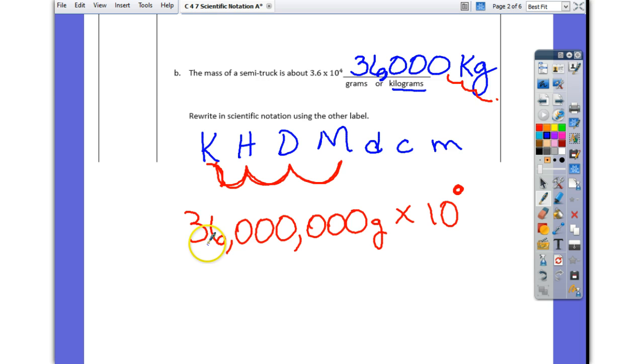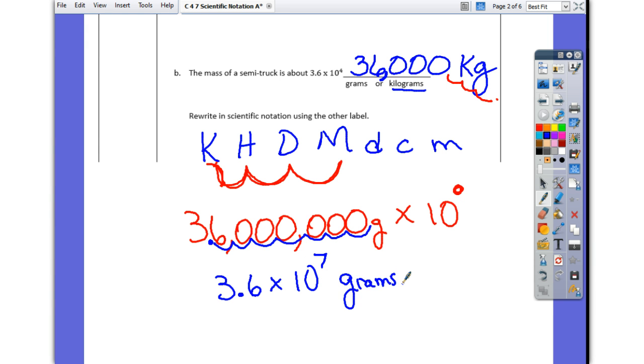Between the 6 and the 3, between the 3 and the 6. So now we'd have 3.6 times 10 to the what power? Because we went 1, 2, 3, 4, 5, 6, 7. Positive 7 or negative 7? Positive 7. There you go. And almost done. The label is what? Grams. So that's how you do those.